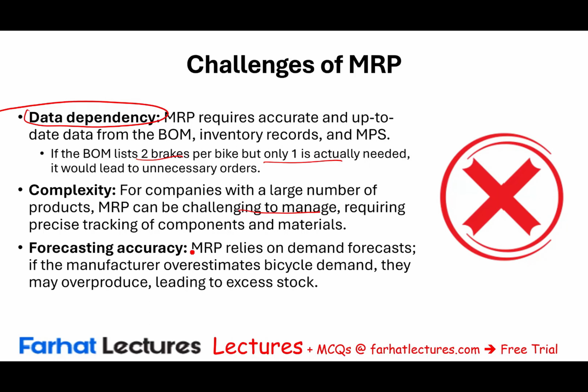Forecasting accuracy. Remember, it relies on forecasted demand, because the first thing we do, we have to tell MRP this is what we need to produce, and it will help us. But if the demand is incorrect, then everything else is incorrect. So if the manufacturers overestimate bicycle demand, they may overproduce, leading to excess stock. So it's as good as the data that we feed that software.